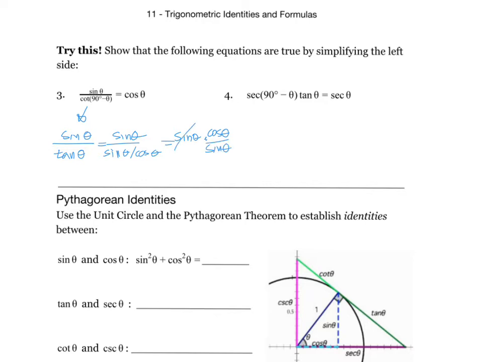Now, sines cancel, and I'm just left with cosine of theta, and I got a match. And that demonstrated that that equation was true because the left-hand side simplified to be cosine of theta.